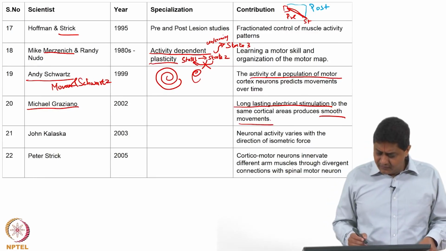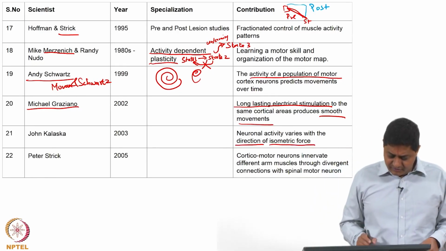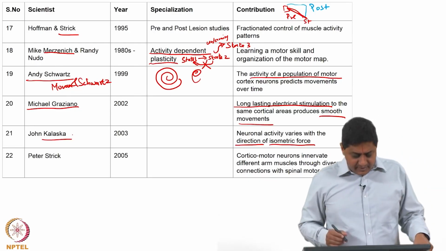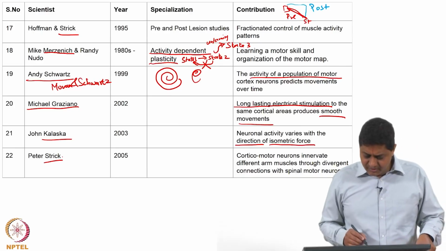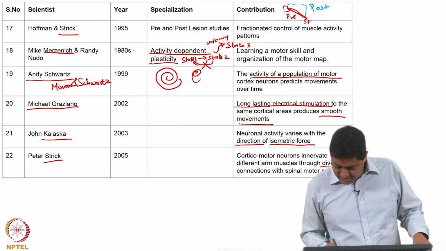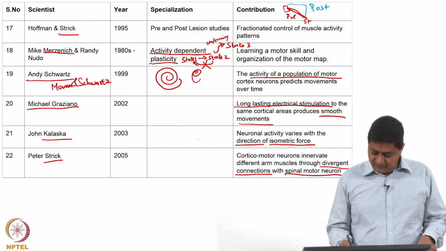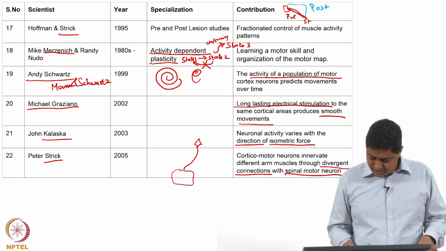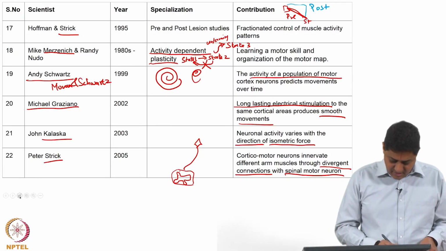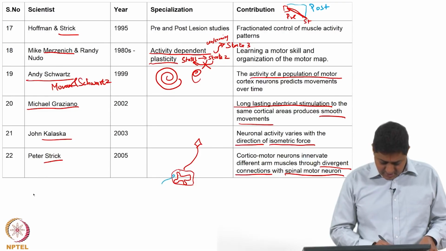And continuing along, what was also found was that neuronal activity depends on the direction of the force. This is Kalaska's work, and then Peter Strick's work, more contribution from Professor Strick. What he found was that there were divergent connections from corticomotor neurons to the spinal motor neurons. So, what this means is that if there is a corticomotor neuron here, and suppose this refers to the spinal cord, obviously, I am drawing the classical spinal cord picture, this could innervate multiple areas.